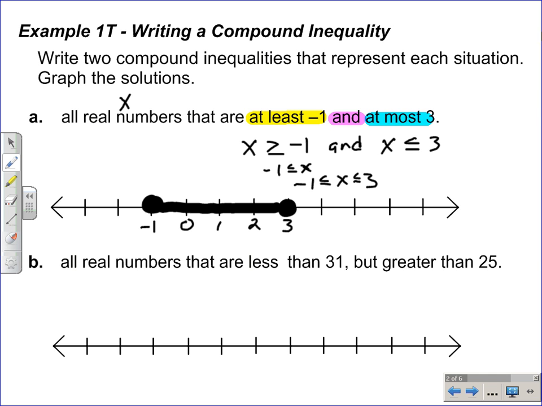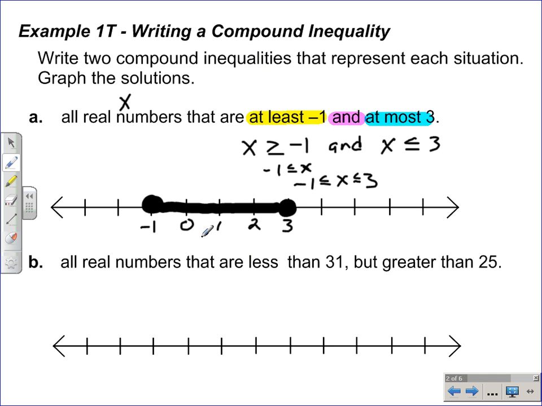Because I can rewrite this inequality as -1 less than or equal to x, I can write it as -1 is less than or equal to x is less than or equal to 3. The way it's written here, it implies that the values have to be between -1 and 3, and we use the closed circles to show that.